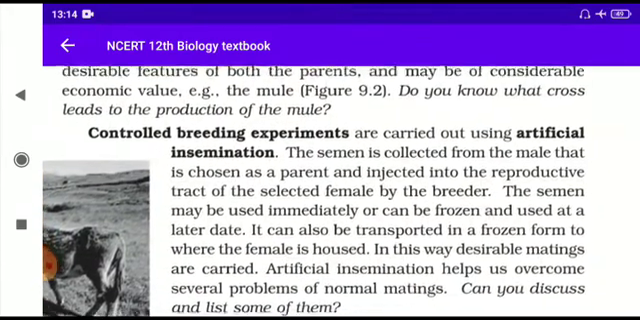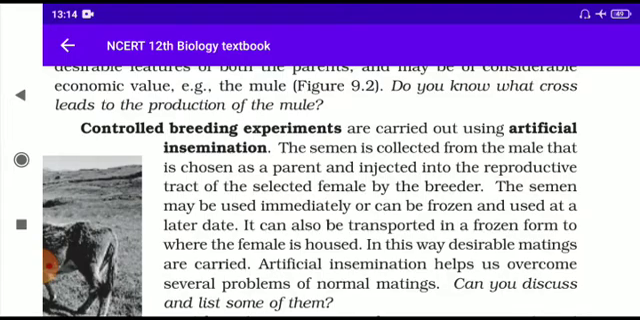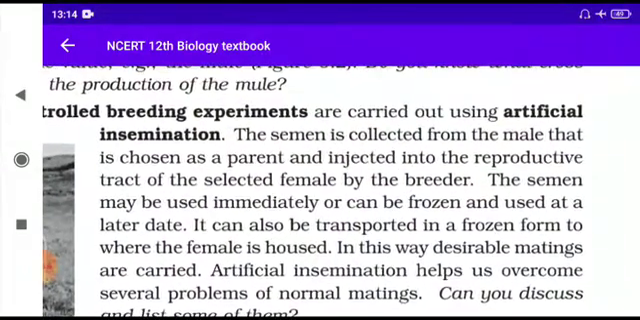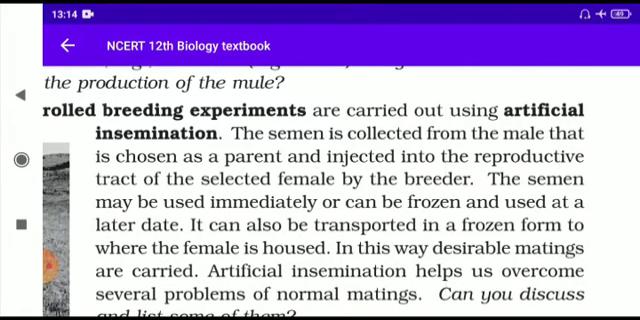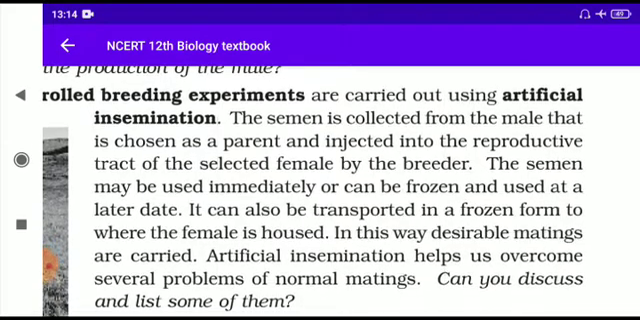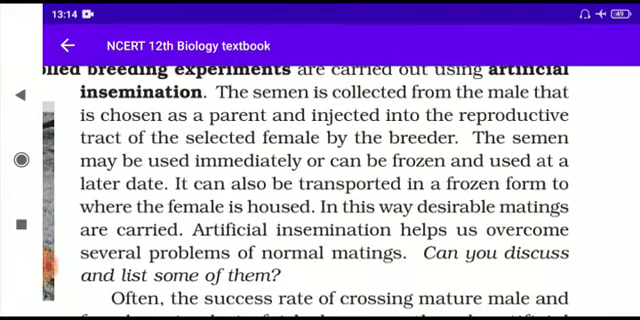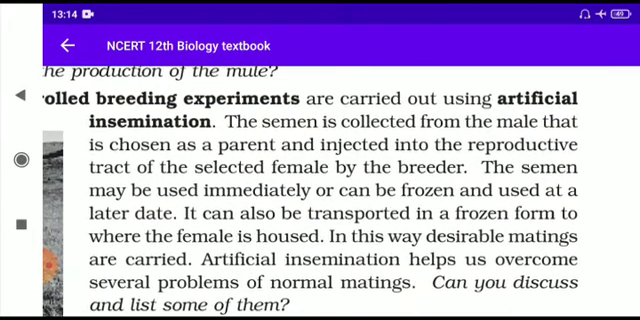Here, controlled breeding experiments are carried out using artificial insemination. The semen is collected from the male that is chosen by the breeder and injected into the reproductive tract of the selected female. The semen may be used immediately or can be frozen and used at a later date. It can also be transferred in a frozen form to where the female is housed. That means we can preserve the semen by cryopreservation, or we can transport it in the frozen form from one place to another. In this way, desirable matings are carried out.